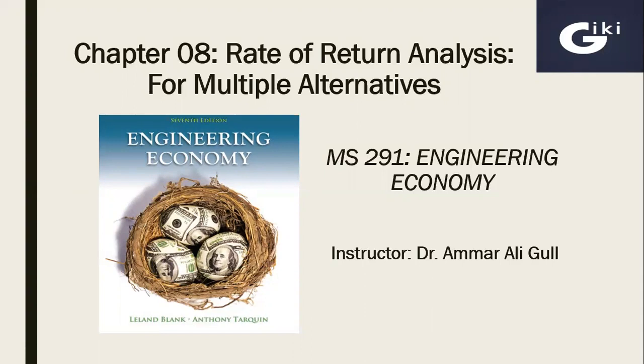I hope everyone is fine and has gone through the videos of chapter 7, because chapter 8 is closely related to chapter 7. In chapter 7, we learned how to calculate rate of return for a single project, and in chapter 8 we're going to learn how to do rate of return analysis for multiple alternatives, or more than one project. So the basics will be the same, but we need to extend those techniques to more than one project. That's why it is very important to understand chapter 7 before coming to chapter 8.